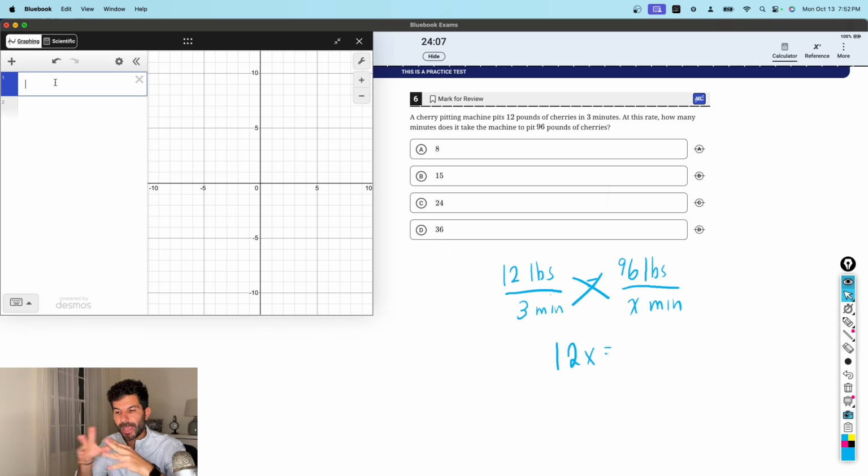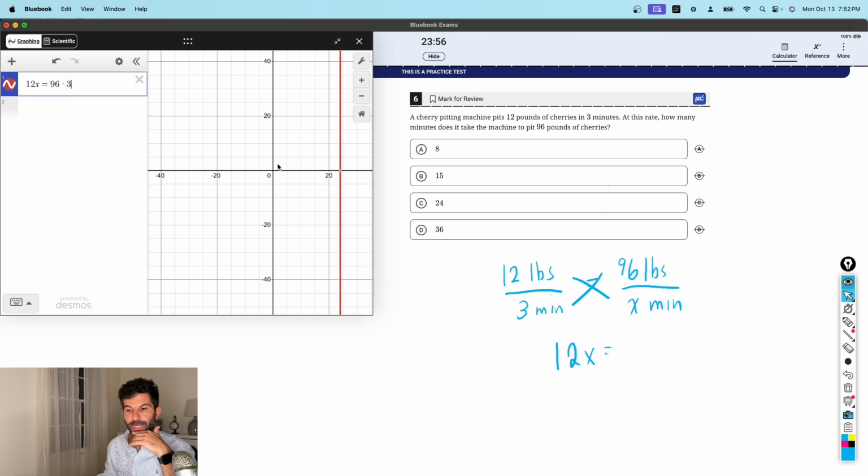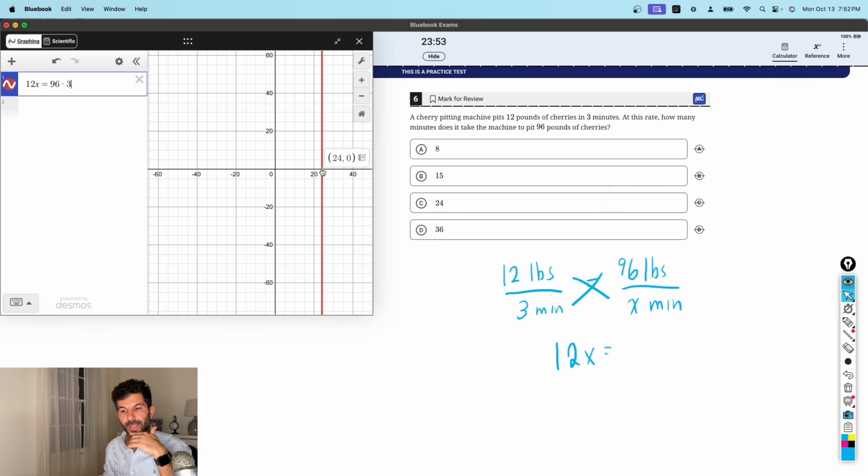So here I have my proportion. If I type in 12x is equal to 96 times 3, you will get an answer. All right. The issue is you're going to have to scroll out and find the vertical line, which in this case isn't a big deal, but the answer is 24, 0. So my answer is 24.